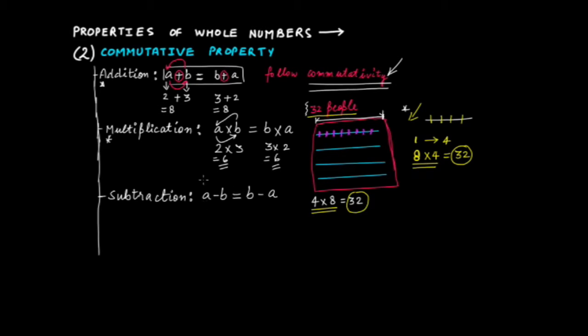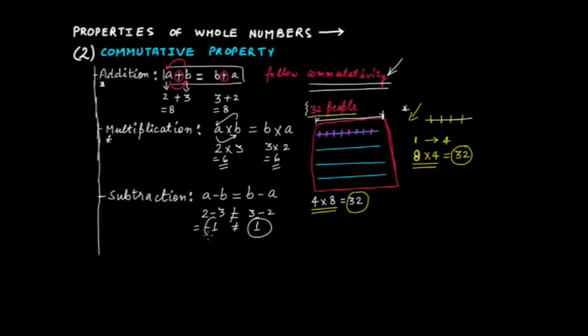Say A is 2 in this case and 3 here, so 2 minus 3, and in this case it would be 3 minus 2. Are these two the same? No, they are not the same. This would come to minus 1, and this would be 1. So of course minus 1 is not equal to 1, right?